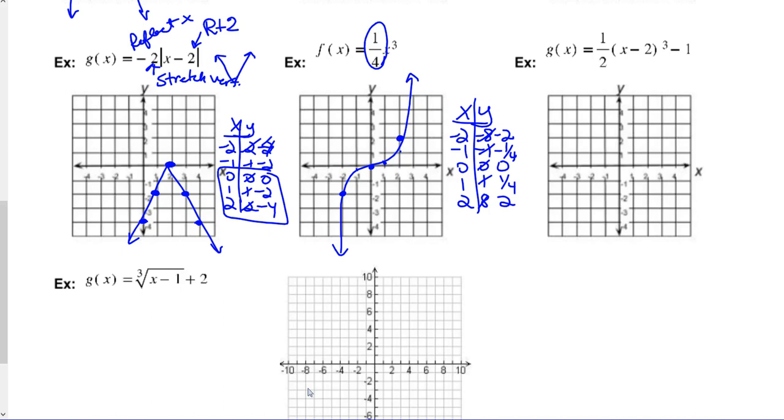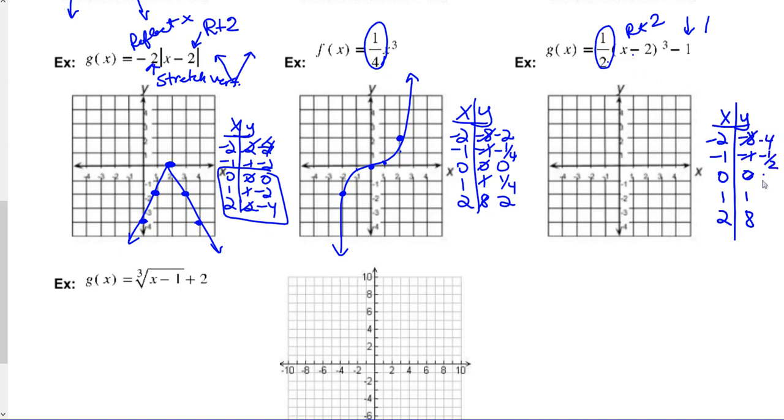Okay. We incorporate a 1/2 with that cube now, but now we have a horizontal shift to the right by 2 and a vertical shift down by 1. And we're going to take half of those y values. So again, let's do a t-chart of the original. The original y values are -8, -1, 0, 1, and 8. And we're going to take half of that. So half of this is -4, -1/2, 0, 1/2, and 4.